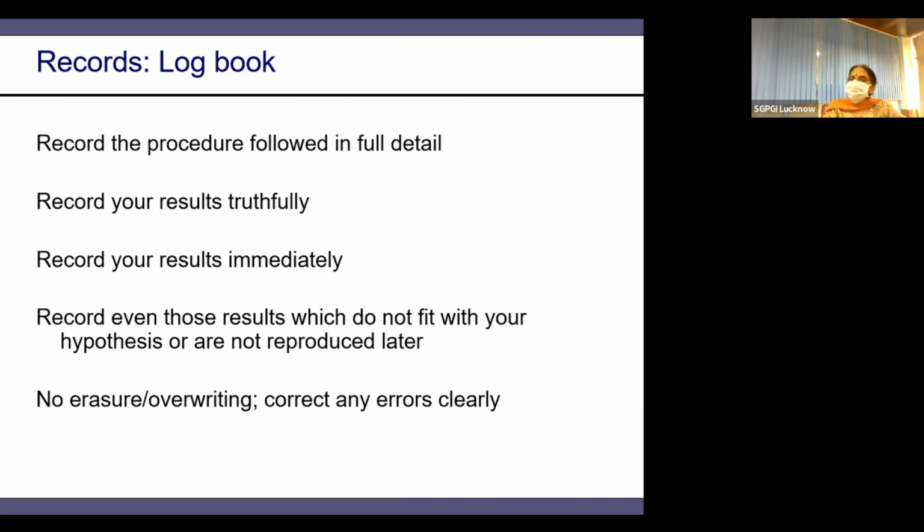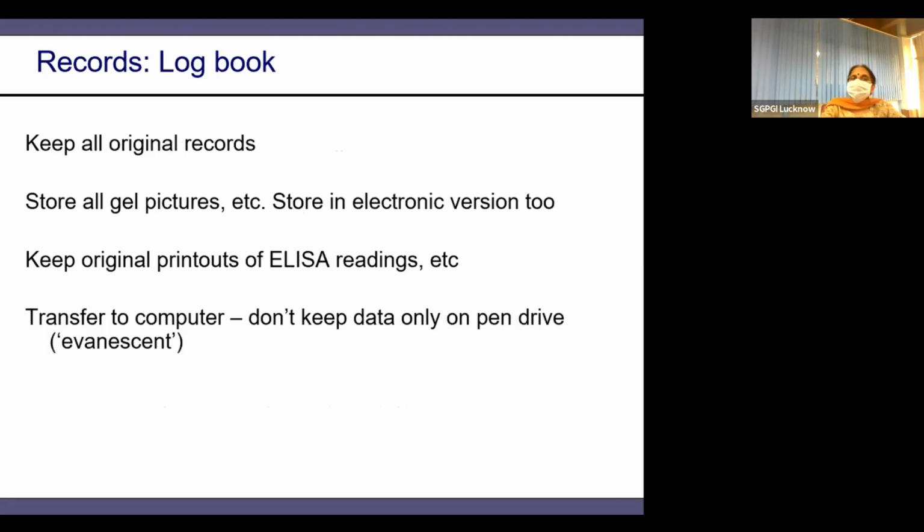If you want to cut out, we all can make mistakes. If you want to cut out anything, just put a line over it so that it can be read, what you had written before and what you have corrected. And keep all your original records.